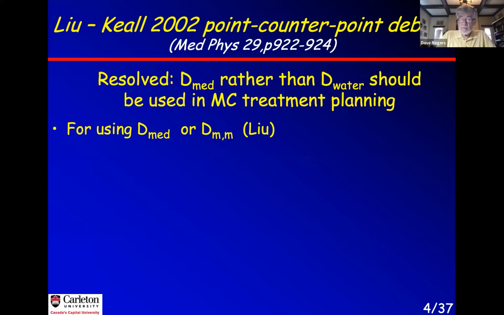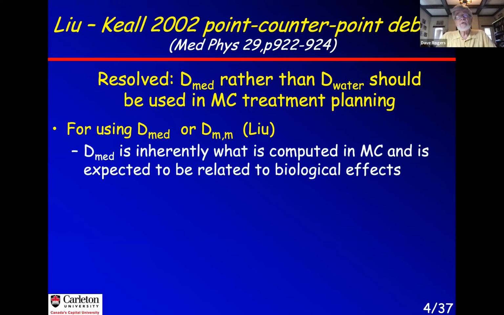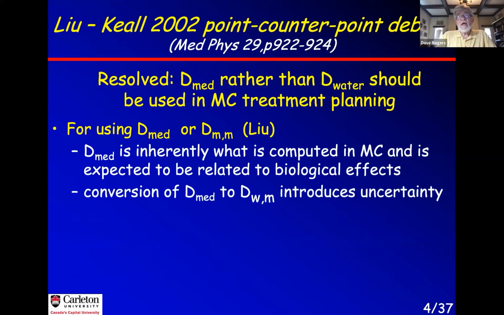And she had a variety of reasons for doing that. She said dose to medium is inherently what is calculated in Monte Carlo codes, and so it should be related to biological effects. And then there is a way to convert from the calculated dose to the medium to the dose to water in medium, and that introduces considerable uncertainty. And I will talk more about that in the rest of this talk.